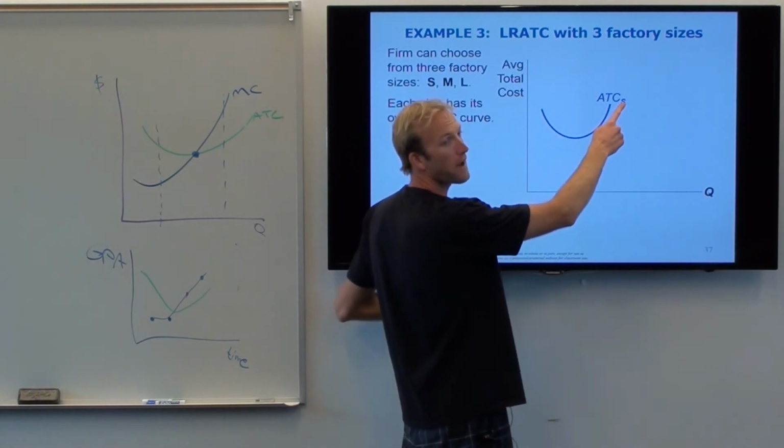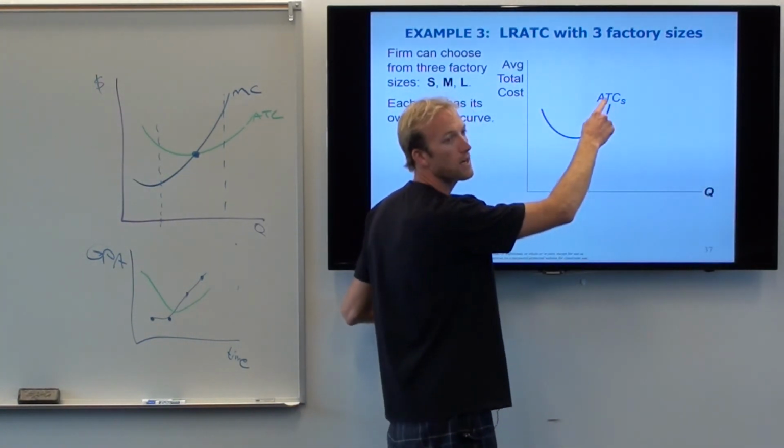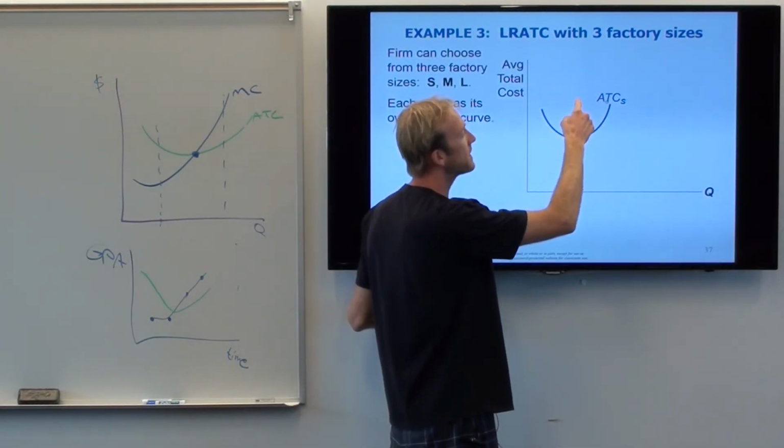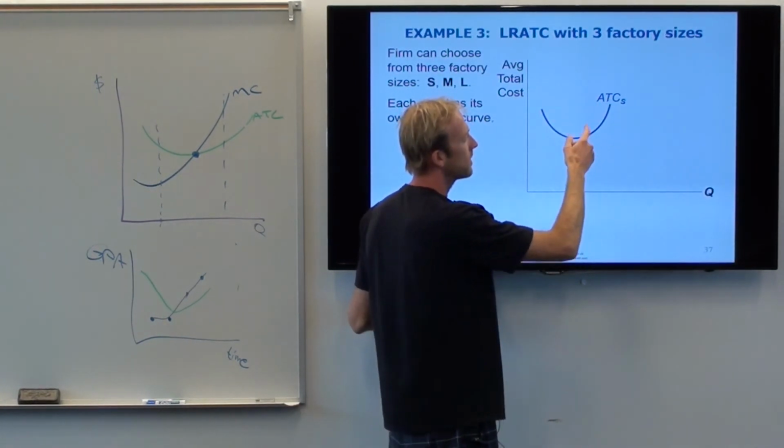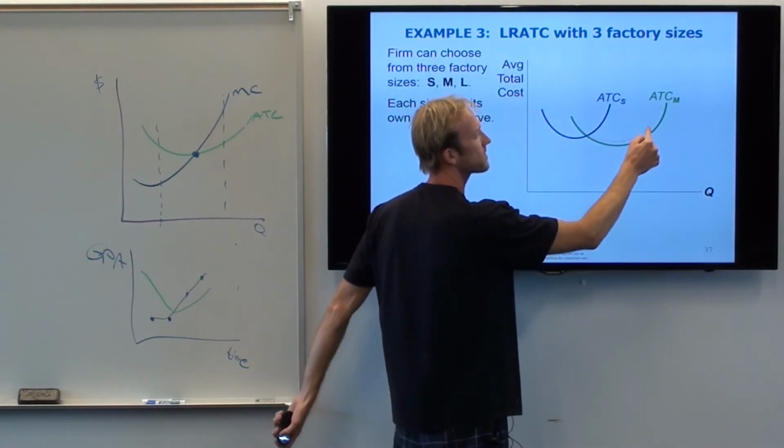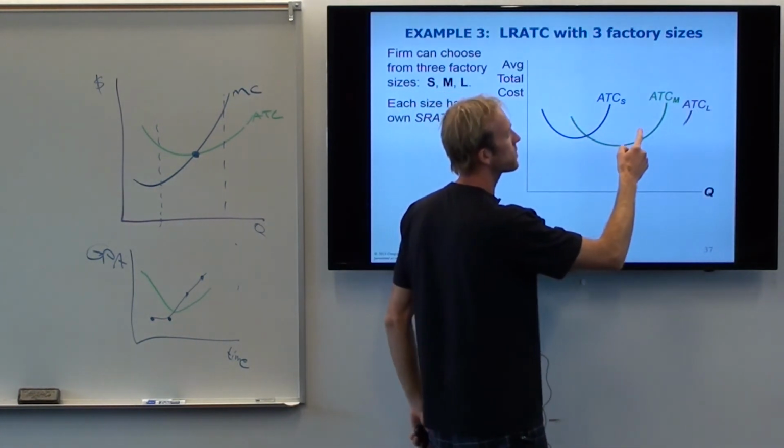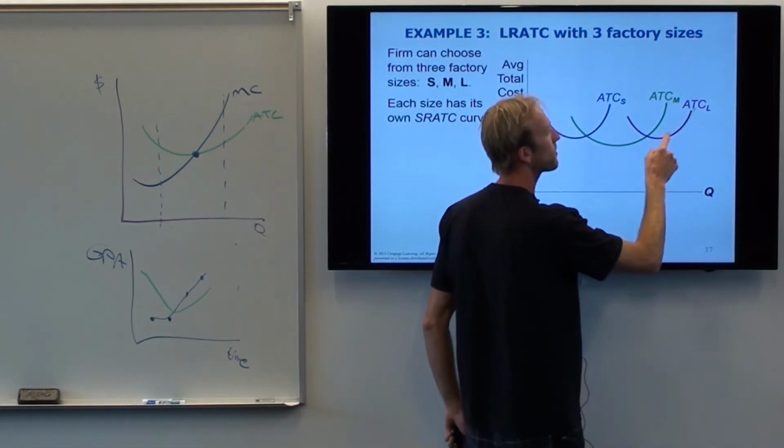So if I just have 1 factory, remember the average total cost curve goes down and up. Right? But then if I have a medium-sized factory, or maybe I have 2 factories, the average total cost curve for this guy is going to be down and up here. The average total cost curve for the large factory is going to be down and up here.